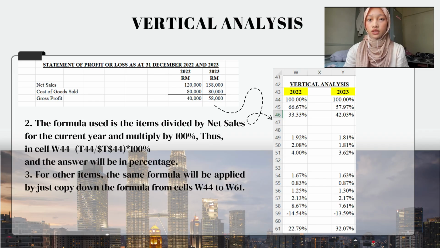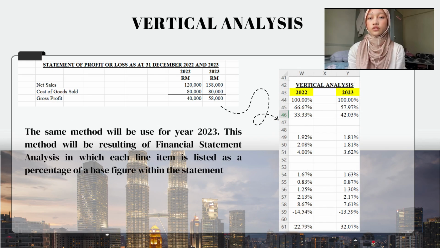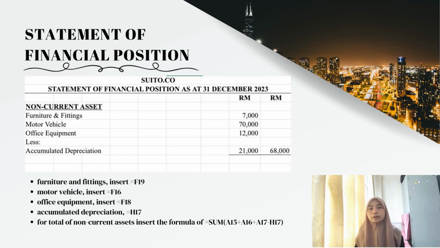For other items, the same formula will be applied by just copying down the formula from cell W44 to W61. The same method will be used for year 2023. This method will result in a financial statement analysis in which each line item is listed as a percentage of a base figure within the statement. Next, we will create the statement of financial position as at 31st December 2023 for Sweeto.co.